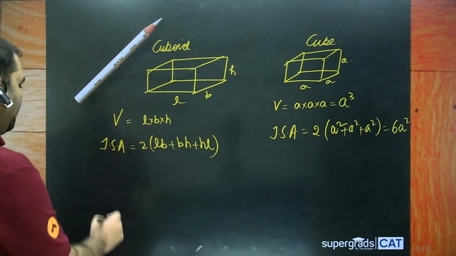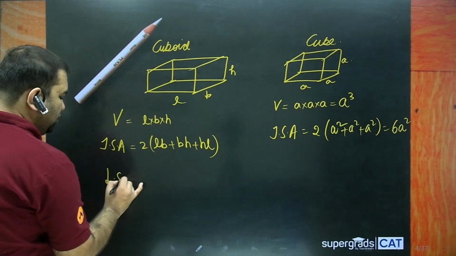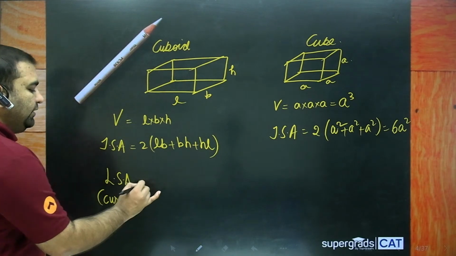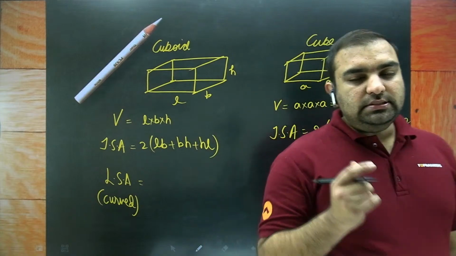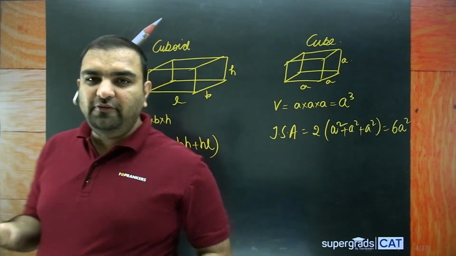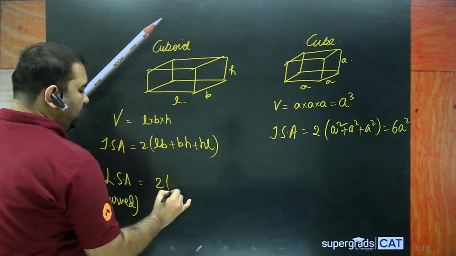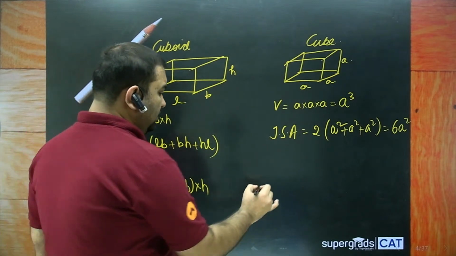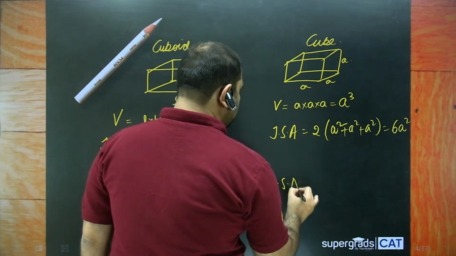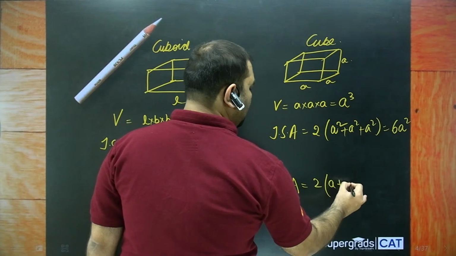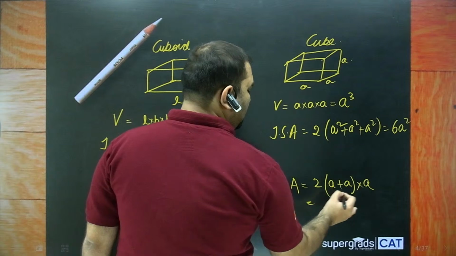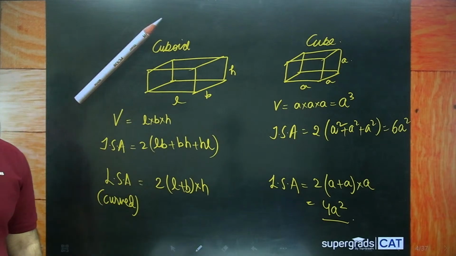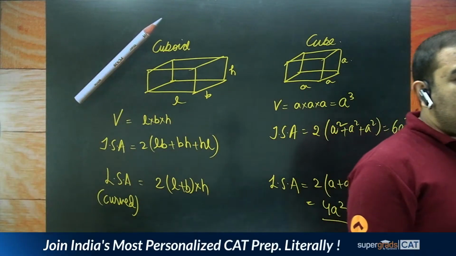Okay. What was the lateral surface area जो हमने पढ़ा था? इसको हम कर्व्ड भी कह सकते हैं जब कर्व वाले फिगर आ जाएंगे. डोंट गेट कंफ्यूज, है ना. जब फिगर सर्कुलर होगा तो हम लेटरल को कर्व्ड भी कह सकते हैं. इट इज ट्वाइस ऑफ L प्लस B इंटू H. In cube, each and every side is A. 2A into A, 4A square. Each and every side is A, so 4A square.